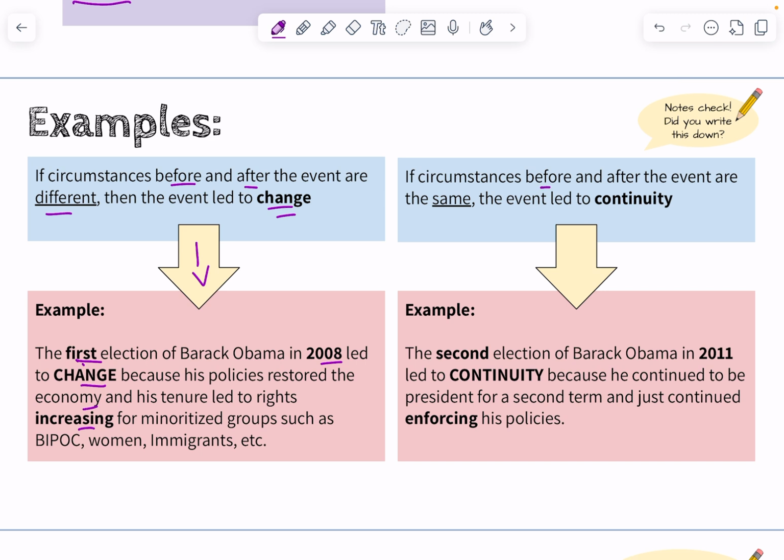Okay, let's look at continuity. If circumstances before and after the event stay the same, this event led to continuity. Let's take a look. So the second election of Barack Obama in 2011 led to continuity because he continued to be president for a second term and just continued enforcing the same policies that he started after the first election. So things stayed the same.